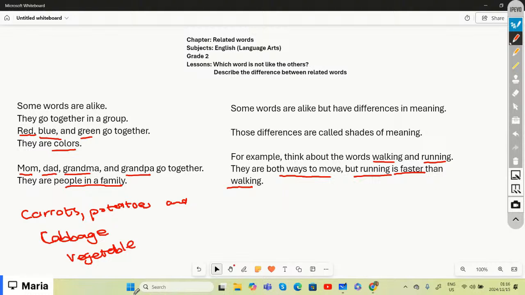All right. So these are related words, shades of meaning. Walking and running. It's like saying talking and shouting or scolding. When I'm talking, and I'm just nicely, my tone of voice isn't changed, I'm just talking, trying to have a conversation. And then we have scolding. Scolding is when you're raising your voice, you're going on and on all the time.